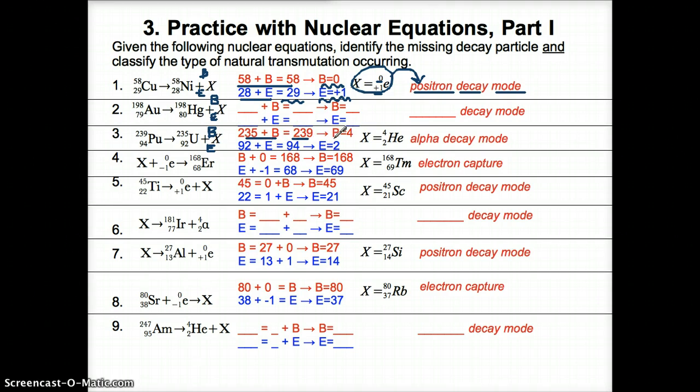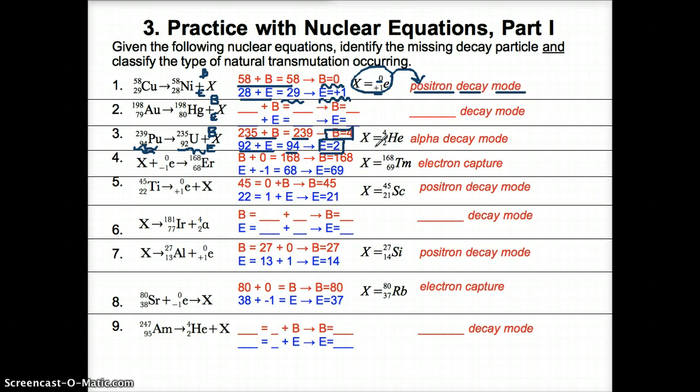All right, and if we solve for B, we get that the mass of the unknown particle X should be 4, since B is equal to 4. Now, for the charges, we know that the sum of the charges on the reactant side, which is just 94 for Pu, is equal to the sum of the charges, or the bottom left numbers, on the product side, which is 92 for U plus E for X. So 92 plus E, the sum of the charges on the product side, is equal to the sum of the charges in the reactants, which is 94. And if we solve for E, we get E, or the charge of the unknown particle X, is equal to 2.